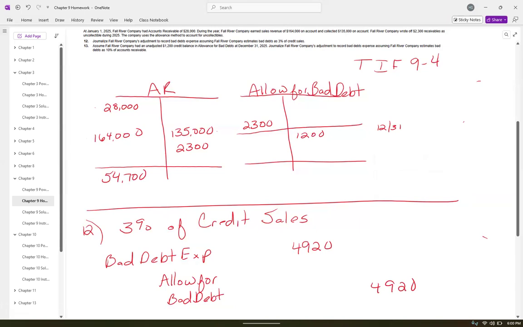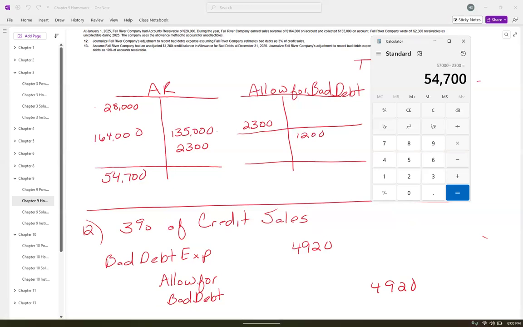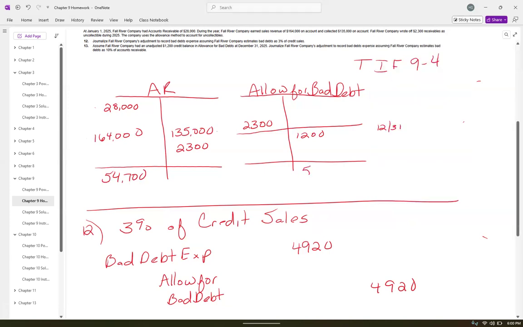54,700. They're telling us that they're estimating bad debts to be 10% of the accounts receivable. So I still have that 54,700 in my calculator. I'm just going to multiply that times 10%. That number, 5470, is not my bad debt expense. It is my ending balance in the allowance for doubtful accounts. And I put too many zeros in there. Okay. So 5470. That's what our ending balance should be.